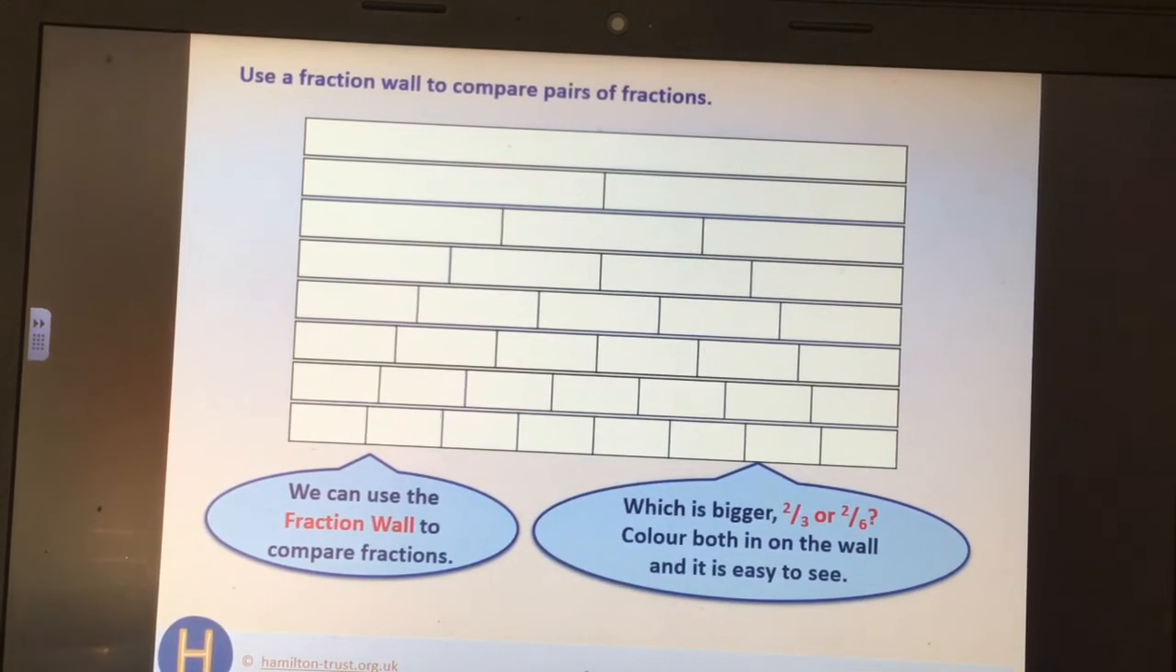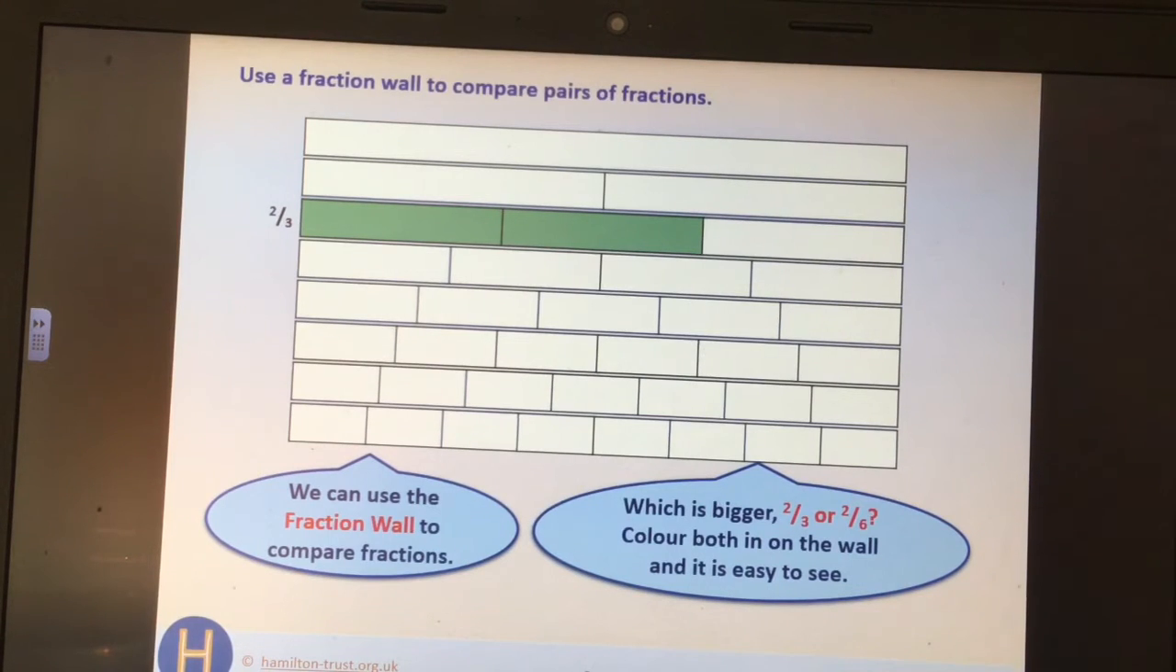The question here is, which is bigger, 2/3 or 2/6? If you have downloaded and printed up the fraction wall that I've provided, you might want to pause this video and have a go, shading in 2/3 and then 2/6 and seeing which one is which. If you haven't, I'm going to click it now and we can see. There is 2/3. 2 out of the 3 are shaded in.